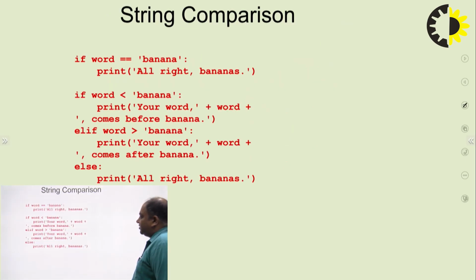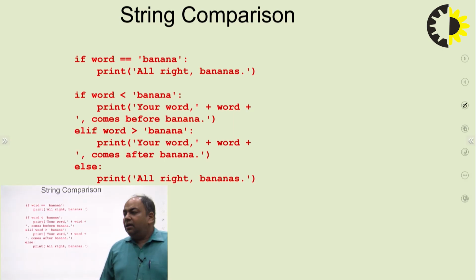inside the strings. If word is equal to banana, print all right, bananas. If word is smaller than banana, or greater than banana. So these are the comparisons. We use if and elif for comparing the strings.